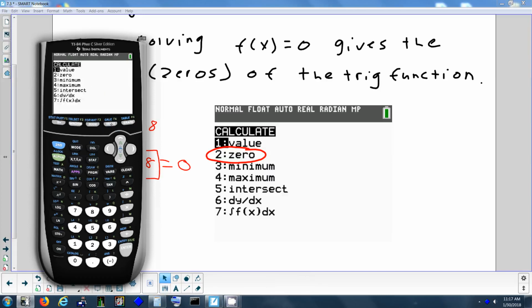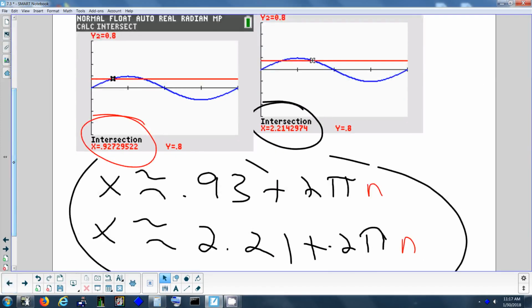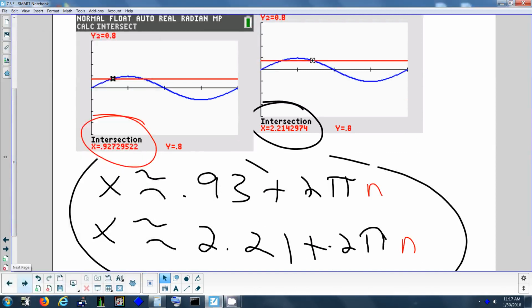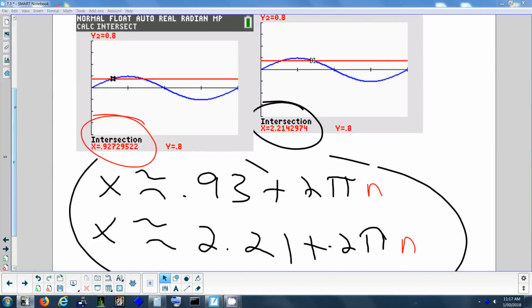So if I do second calculate 0, pick a point somewhere to the left. Pick a point to the right. Stop, stop, stop, no, stop. Well, if you pick a point to the right and then you hit enter, the answer that you would have gotten is 2.21. Yeah, so, well, it cleared. Trust me, it would have worked.